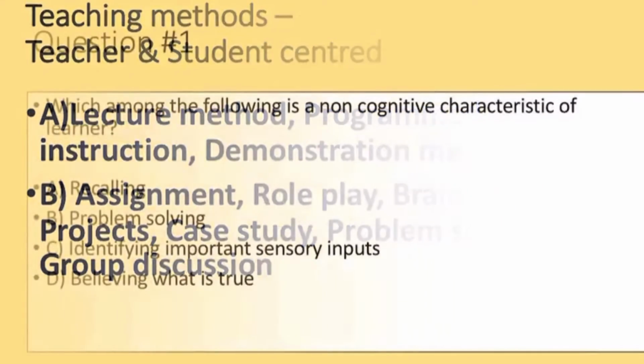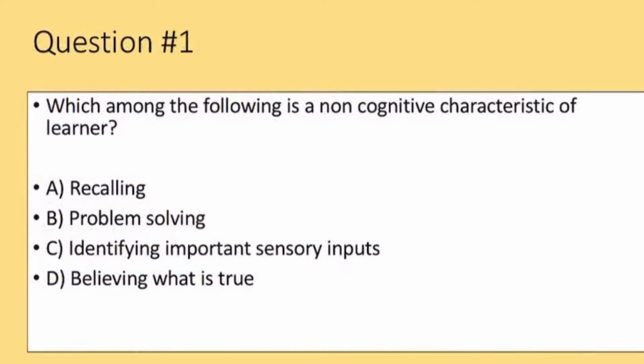Now we'll see some of the previous year questions in these 2 topics. The first question, which among the following is a non-cognitive characteristic of learner? Okay, so cognitive characteristics are related to thought process. And examples for that could be span of attention, memory, recall, recognition, how we solve problems, how we make decisions, etc. So here we can look at the options.